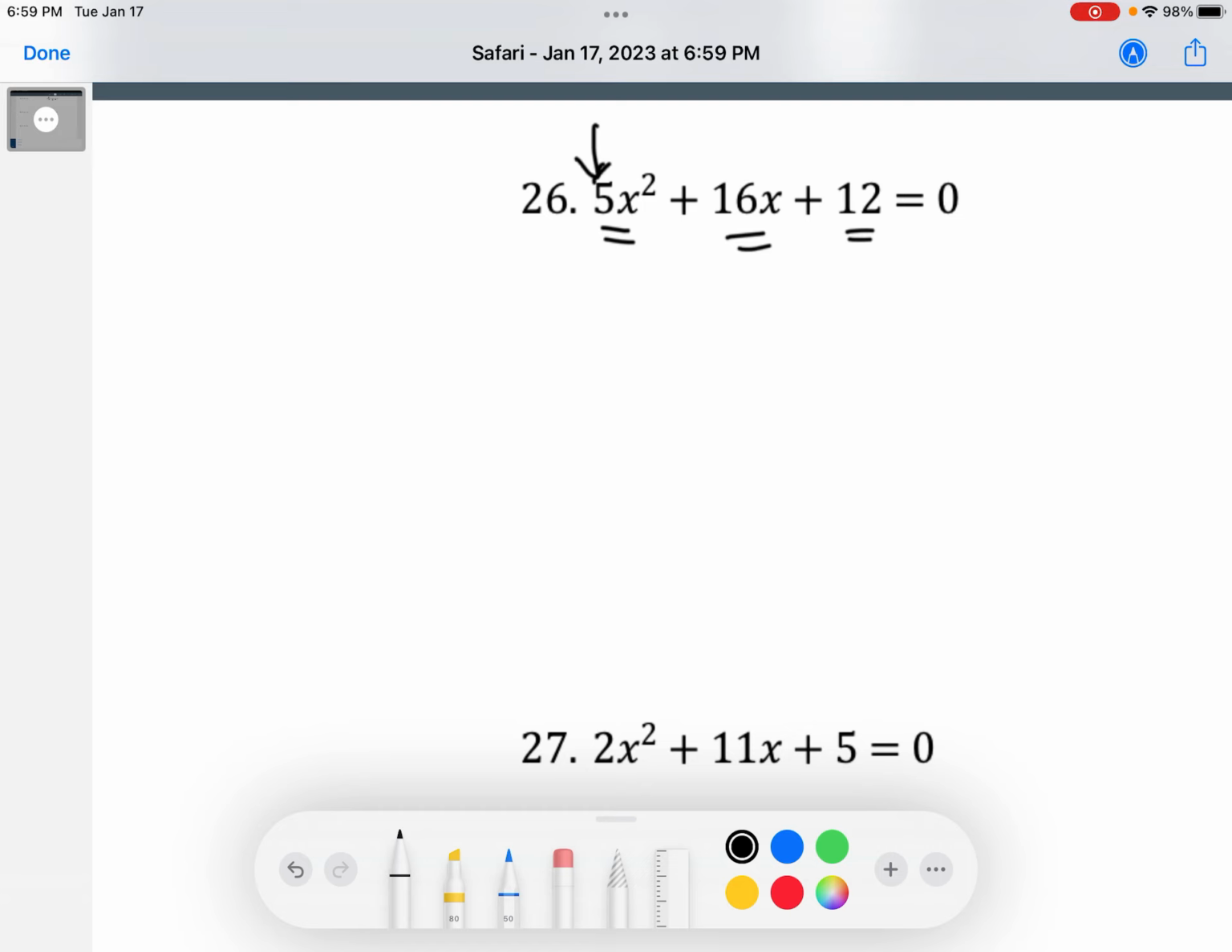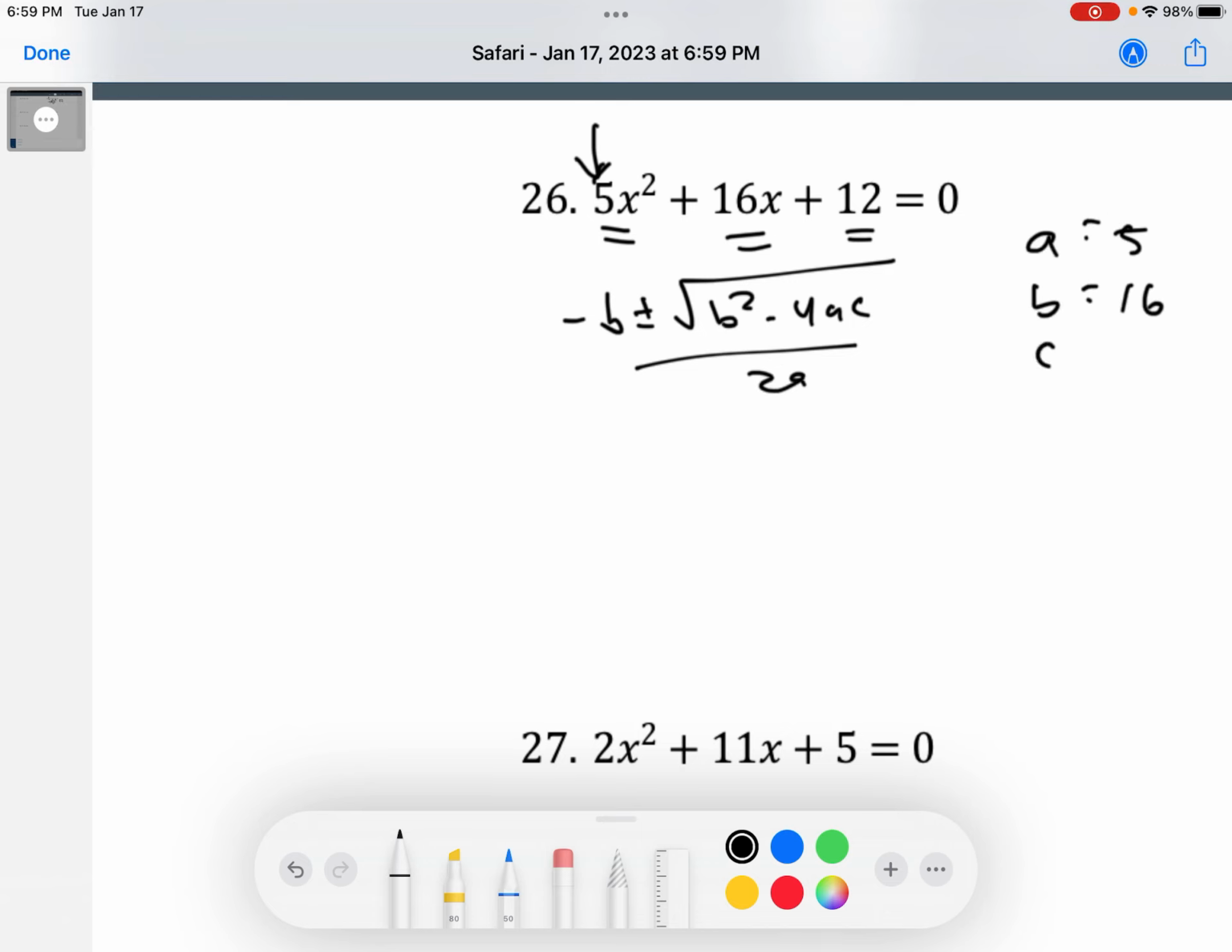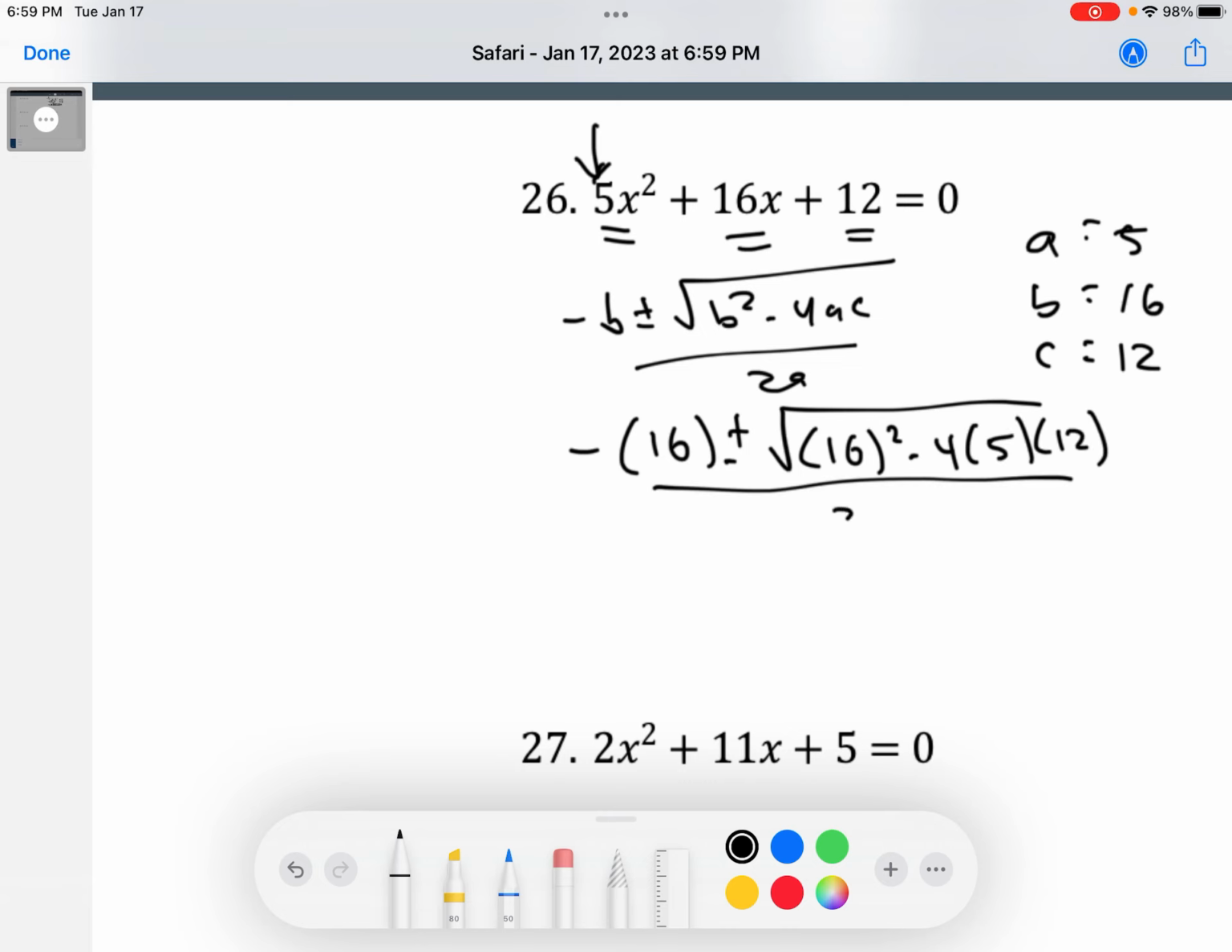So the quadratic equation: negative b plus or minus the square root of b squared minus 4ac all over 2a. Our a is 5, our b is 16, and our c is 12. So we're going to plug this in: negative 16, plus or minus the square root of, in place of b, I'm writing 16 squared, minus 4, a is 5, c is 12, all over 2a. Okay, cleaning up inside here, negative 16 plus or minus the square root of 16 squared.